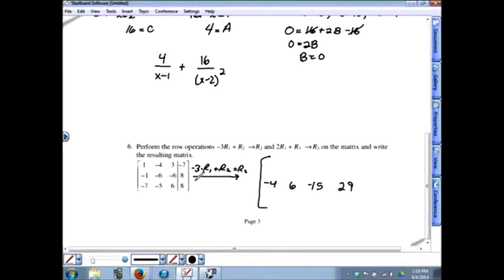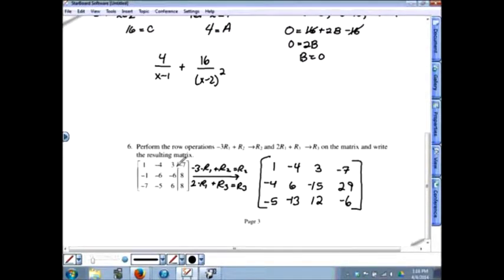Now there's another one here that's going to affect row 3. So you have 2 times row 1 plus row 3 equals row 3. So now 2 times row 1 is 2. 2 plus negative 7 is negative 5. 2 times row 1 here is negative 8. Negative 8 plus negative 5 is negative 13. 2 times row 1 here is 6. 6 plus 6 is 12. And then 2 times row 1 here is negative 14. Negative 14 plus 8 is negative 6. Row 1 stays the same. And that would be the resulting matrix.